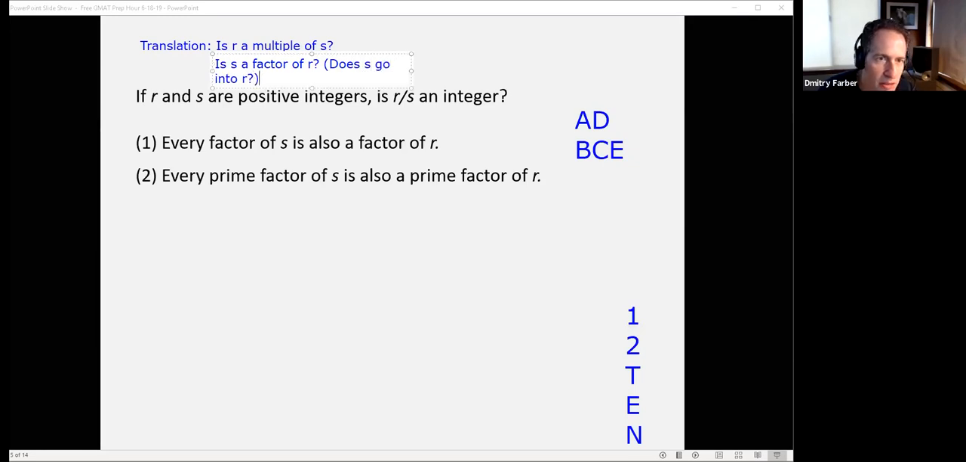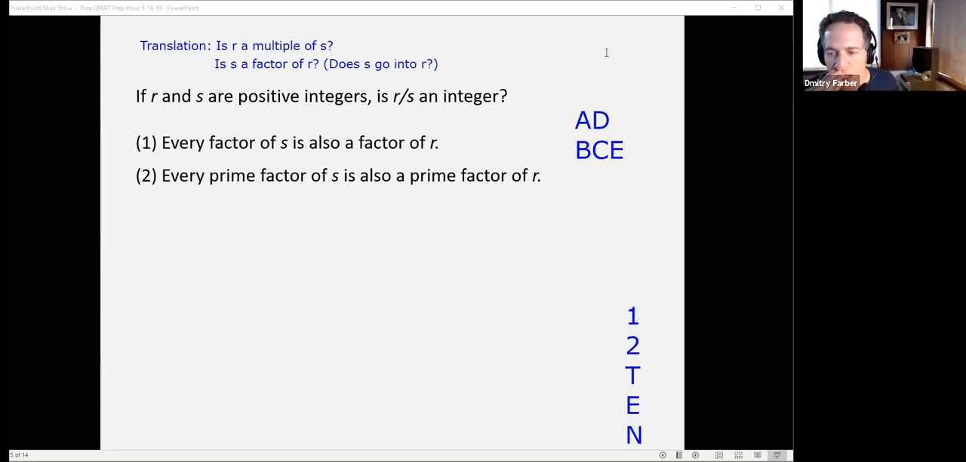As you can imagine, if we had, say, 20 over 5, the answer would be yes. And if we had 20 over 7, the answer would be no, right? 5 goes into 20, 7 doesn't, right? So that's what they're wanting to know. We don't know that it's true. Remember, it's a question, right? We're wanting to know, is R a multiple of S? Is S a factor of R?